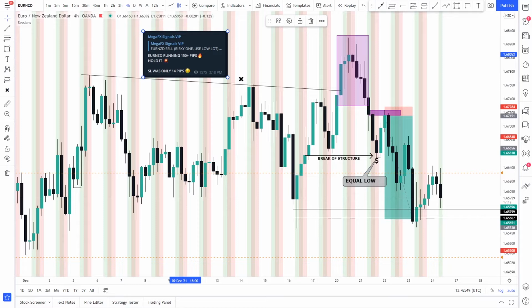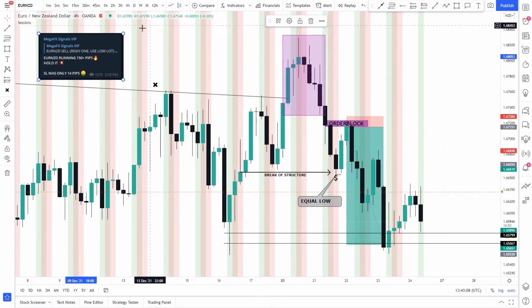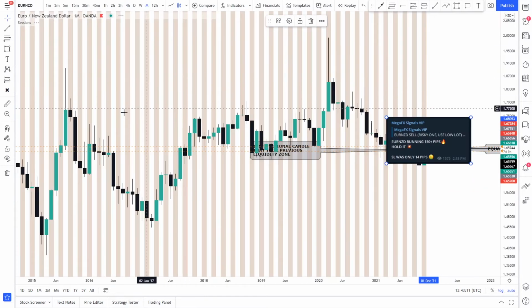In this signal breakdown video, we are going to analyze and briefly break down this signal from the higher time frame to the lower time frame so that you can easily understand all the confluences based on which we took this trade. This trade is currently running around 150 plus pips in Megafx VIP. So let's get started. Let's just jump into the monthly time frame, shall we?